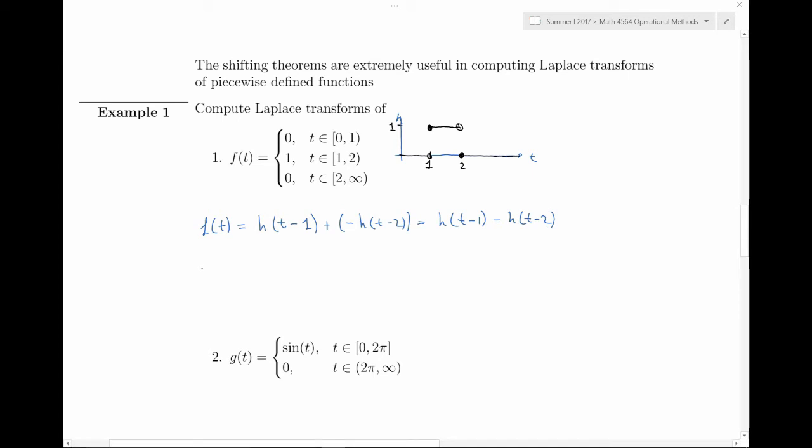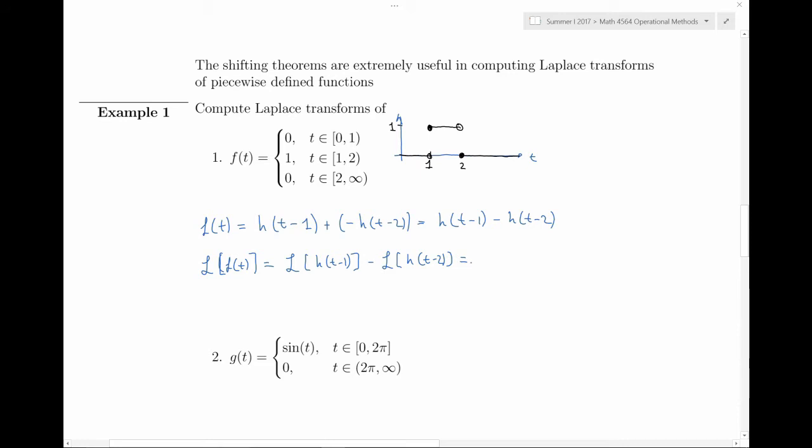So what's the Laplace transform of this? Well, that is simply the Laplace transform of h of t minus 1 minus the Laplace transform of h of t minus 2. In the previous lecture, we computed the Laplace transform of these shifted Heaviside functions. But we can also use shift theorems to get the same result.